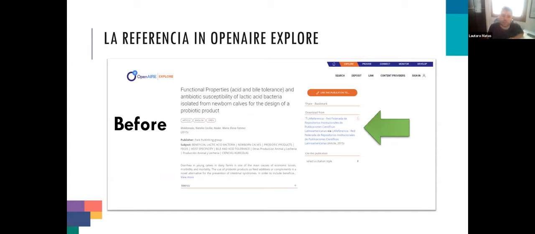One thing that I also want to show is the impact of the graph on the La Referencia collection in the OpenAIRE Explorer, because we did some work with the OpenAIRE team to improve the way that the La Referencia collection is displayed in the Explorer. Before this work, the La Referencia collection was always perceived as one thing, without this distinction between repositories.